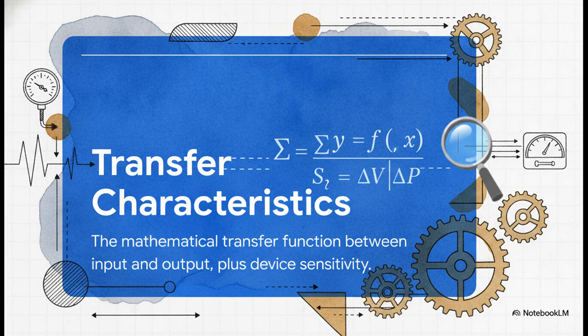Think of this as the core rulebook the transducer follows. It's governed by the transfer function, which is just the exact mathematical relationship between the physical input and the electrical output. This also involves the device's sensitivity, like how much does the electrical output change for every single unit of change in the physical input.